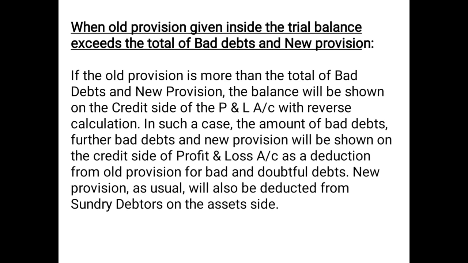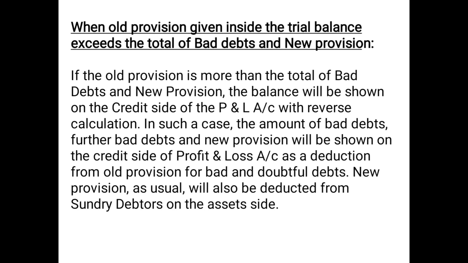But rarely it might happen that the value of old provision is much greater as compared to the subtotal of these three items. Then in that case, obviously if you deduct the greater amount from the smaller amount, you will get the amount in negative, in minus. Then how can you show a negative amount on the amount column?